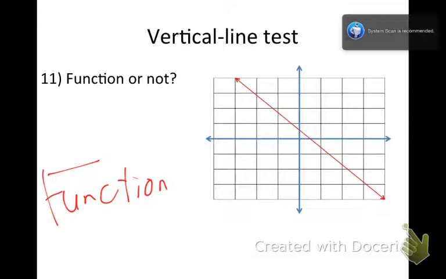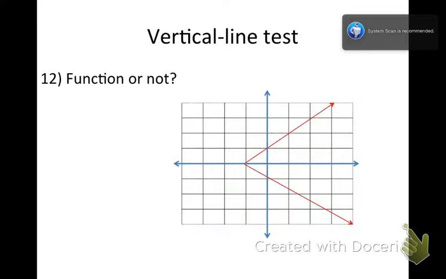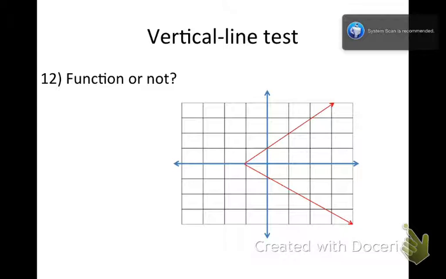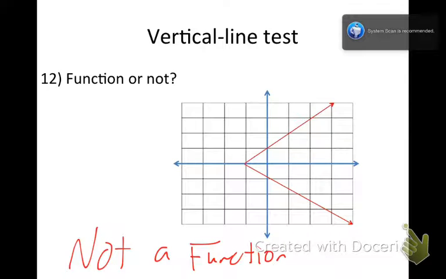Good. What about 12? Function or not a function, Katie? That is not a function. Oops. That would not pass the vertical line test. So we would say not a function. Yeah, I could draw a line right here and it touches that vertical line twice. So not a function.